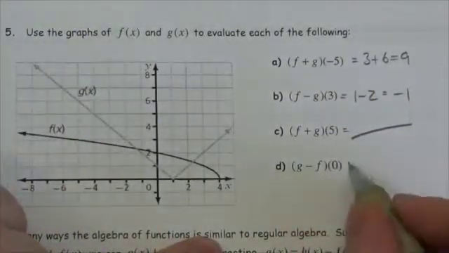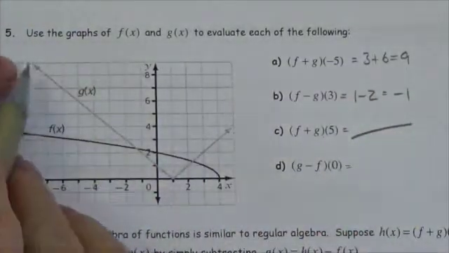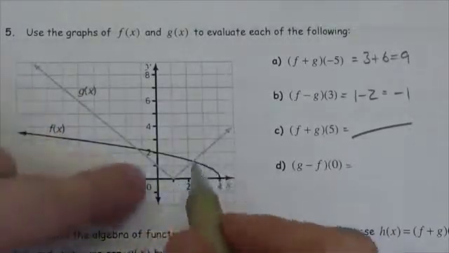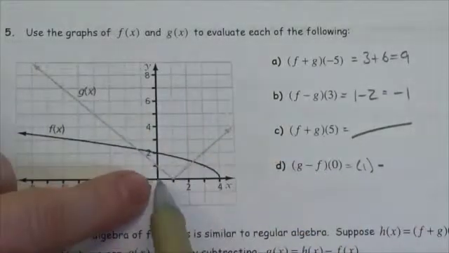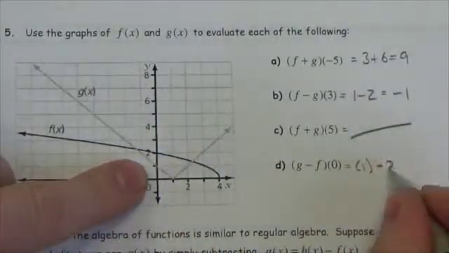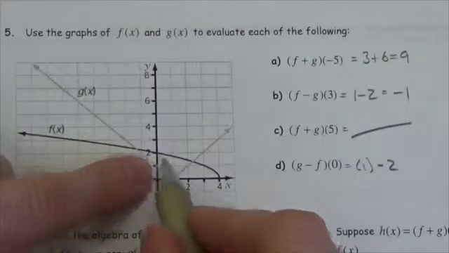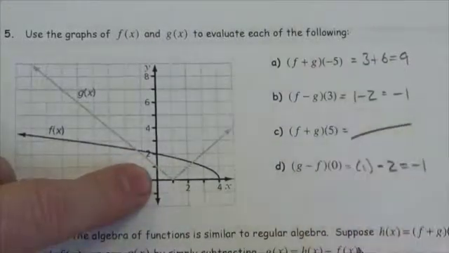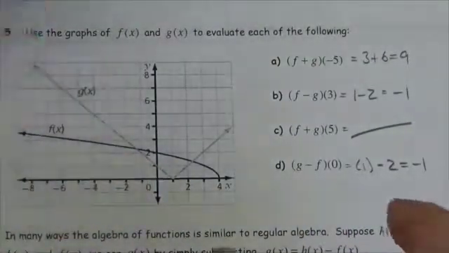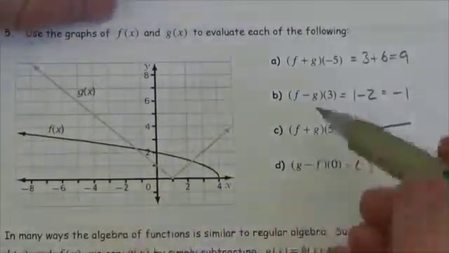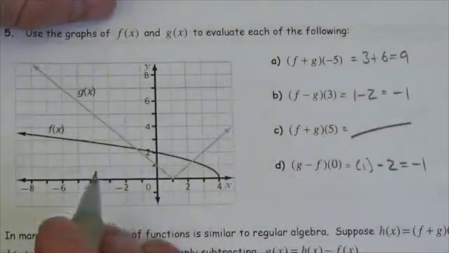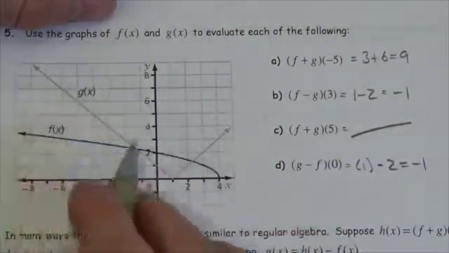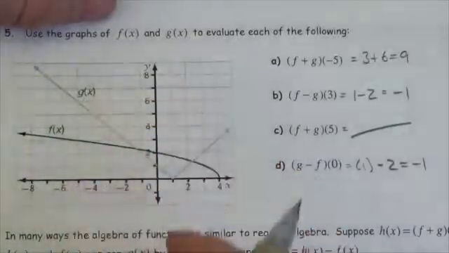G minus f of 0. Okay, so now I have to start with g here. G is the absolute value, and g at 0 is going to be 1, minus f of 0, the darker one here, is going to be 2. So 1 minus 2, we're looking at negative 1 again. And that's how you read these things off. You take your clue from the x coordinate that you're given in parentheses, and then you go look for the y coordinates, and then you just apply that operation to the y coordinates, not to the x coordinates.